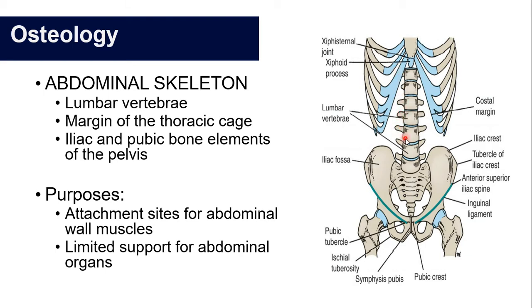Next are the iliac and pubic bone elements of the pelvis right here. So here is the ilium, and then here is the pubis. So this abdominal skeleton has its own purposes, and it includes the attachment sites for abdominal wall muscles and limited support for the abdominal organs.